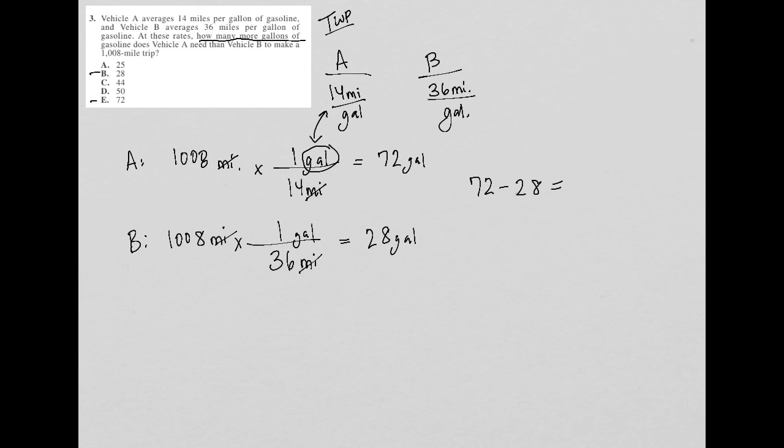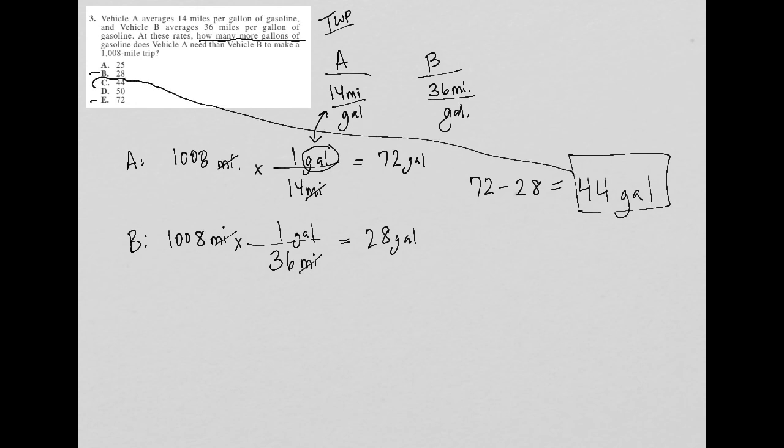So again, I go to my calculator and I subtract 28 from 72. And what I find is that answer is 44, which means that vehicle A requires 44 more gallons than vehicle B does. And therefore, my answer here is choice C.